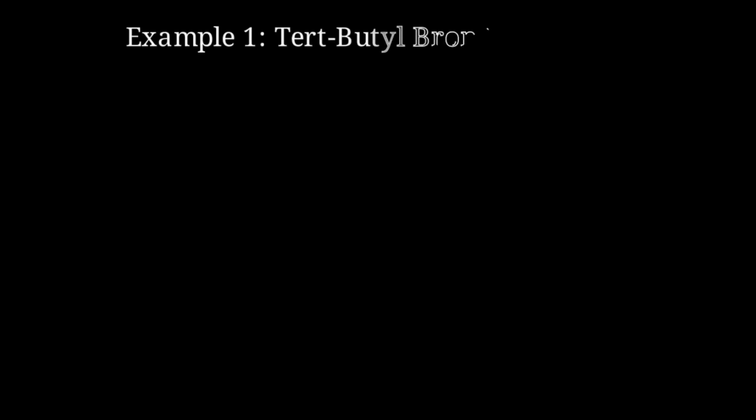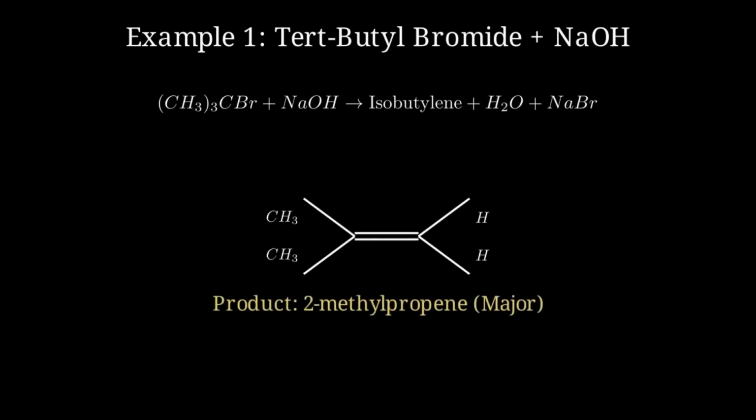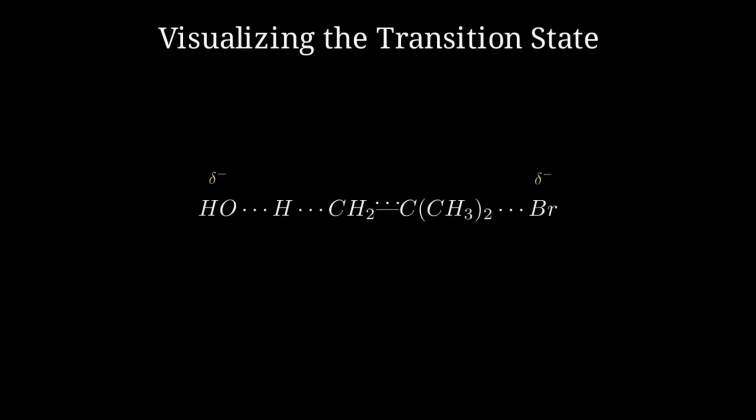Let's look at an example. When tert-butyl bromide reacts with sodium hydroxide, a strong base, we don't get an alcohol. Instead, we get isobutylene. The hydroxide acts as a base to eliminate HBr from the molecule. In the transition state, the double bond is already partially formed.